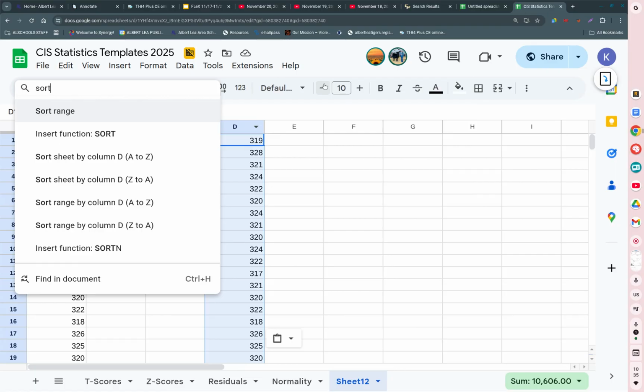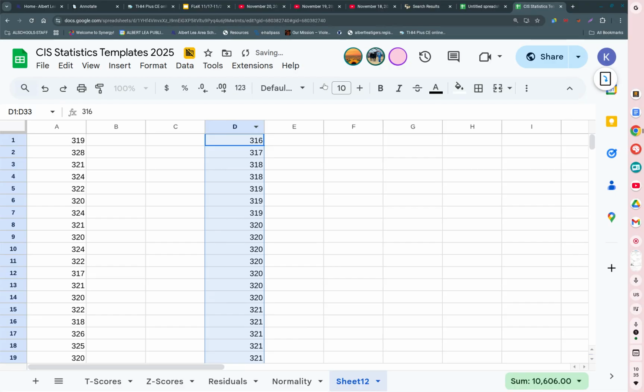So if I said sort sheet, it would move 328 to the bottom, but it would also take everything in the second row and move it to the bottom as well. You see what I'm saying? So if I just say sort range, it's only going to sort these numbers. So I sort those numbers, and now they're in order. Okay, so that's the first thing, sorting.